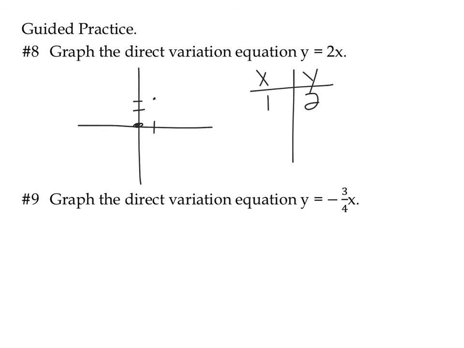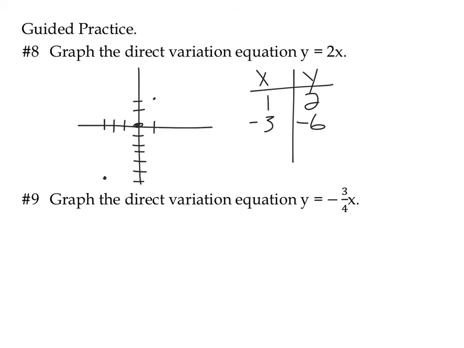I'm going to pick a negative number. Let's say negative 3 for x. That'd be a negative 6 for y, 2 times negative 3. So we go negative 1, 2, 3 for x, 1, 2, 3, 4, 5, 6, negative 6 for y. We'd have a point right about there.